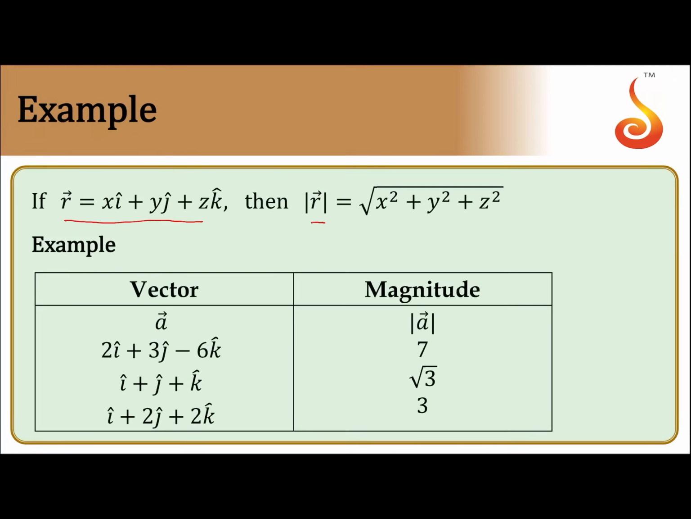And of course, it's simple. If a bar is any vector, its magnitude is modulus a. For example, 2i plus 3j minus 6k is a vector whose magnitude is the square root of 2 square plus 3 square plus 6 square, that is 4 plus 9 plus 36, which is 7. And the square root of 1 square plus 1 square plus 1 square is root 3. Also, 1 square plus 2 square plus 2 square is 9, whose root is 3.